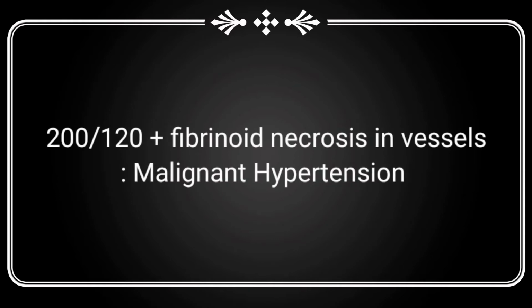What is malignant hypertension? It is defined as severe hypertension, systolic blood pressure more than 200 and diastolic blood pressure more than 120 millimeters of mercury. It is associated with vascular damage, that is fibrinoid necrosis in vessels. It is associated with eye symptoms like blurred vision and headache. It is associated with bilateral retinal hemorrhages and papilledema may or may not be present. It can also be associated with acute kidney injury, heart failure or encephalopathy.